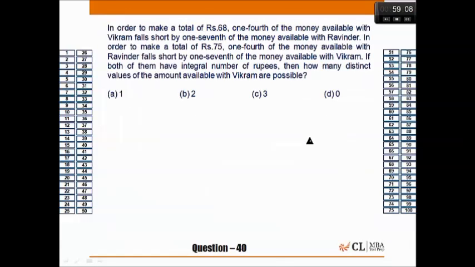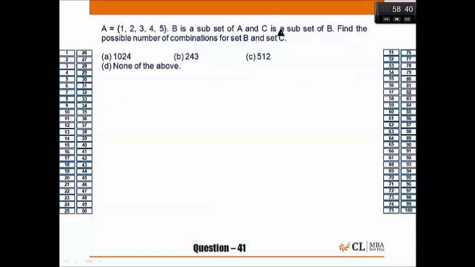37 to 39. Okay, 40. In order to make a total of 68, 1/4 of the money left with Ravinder falls short by 1/7 of the money available with... oh God! What does that sentence mean? 1/4 of the money available with Ravinder falls short by 1/7 of the money available with. Well, I'll come back and break my head later. 40 is something for later.